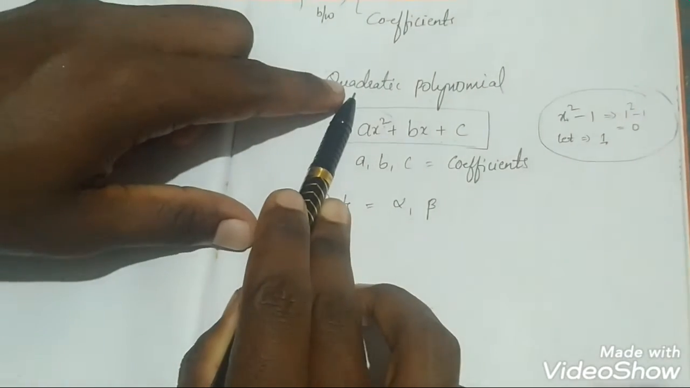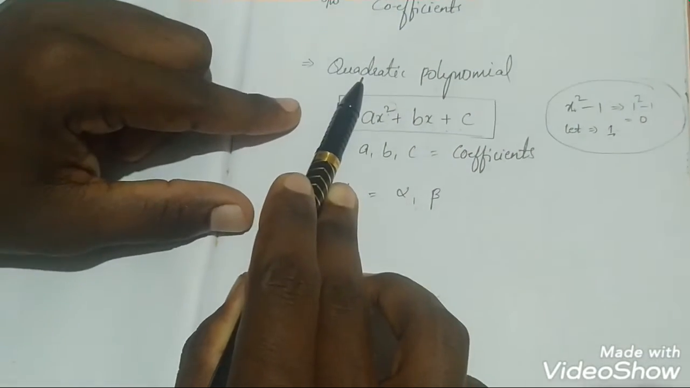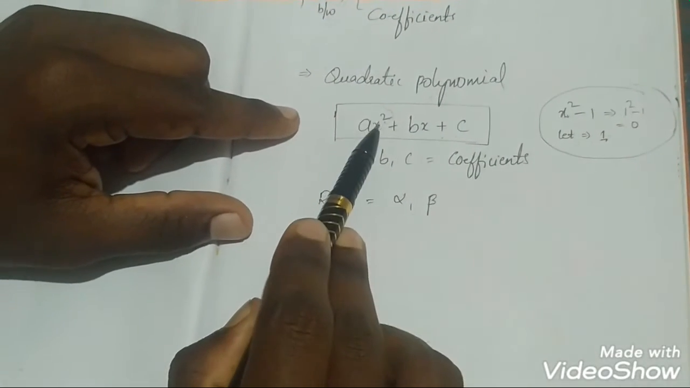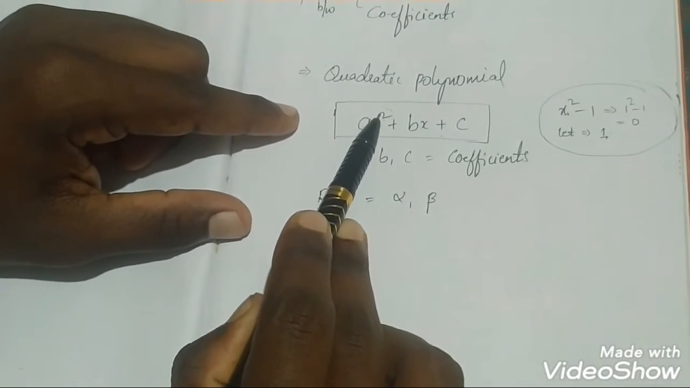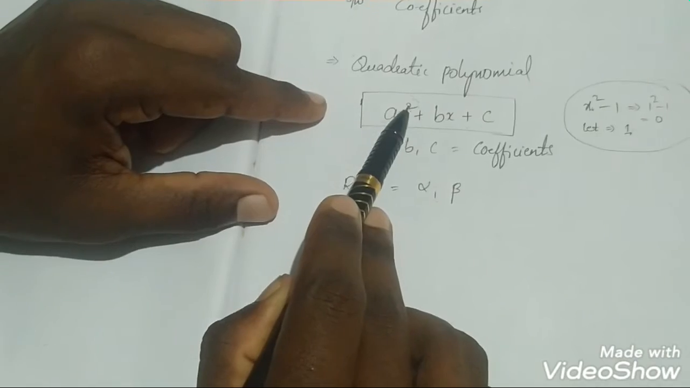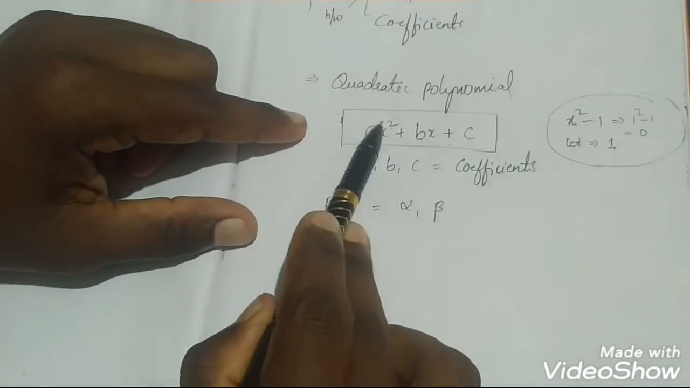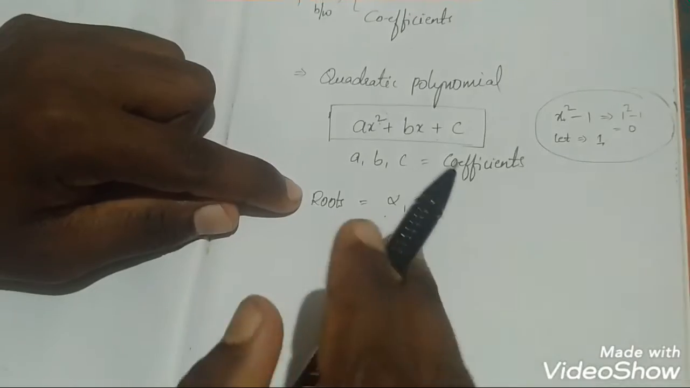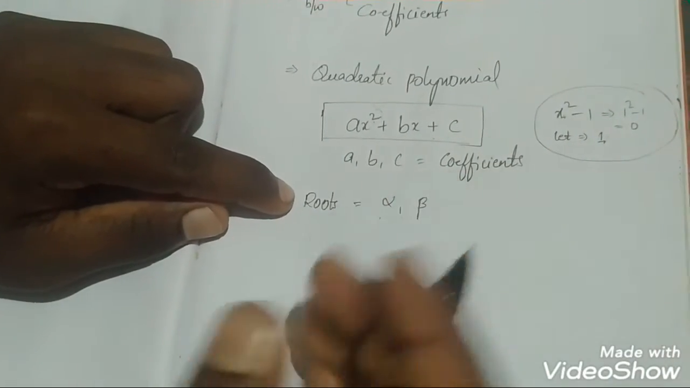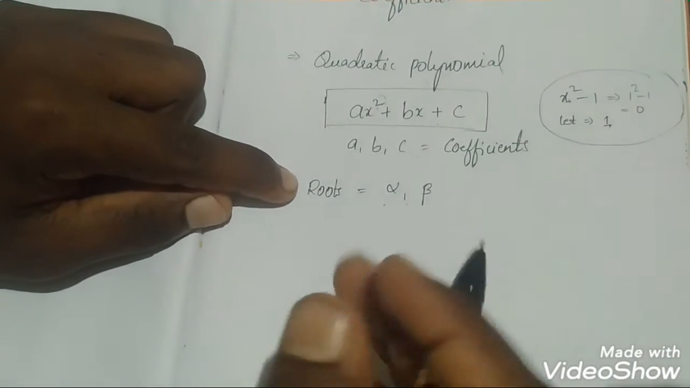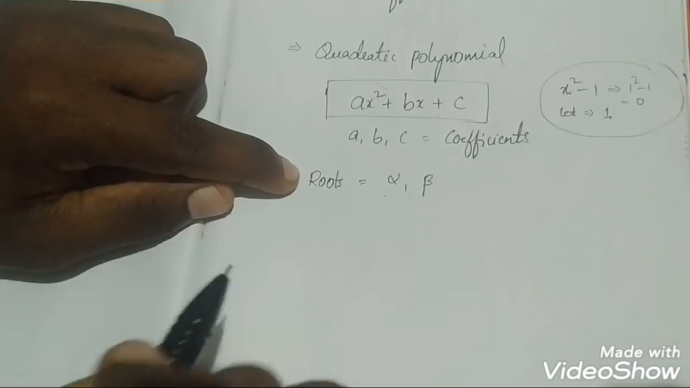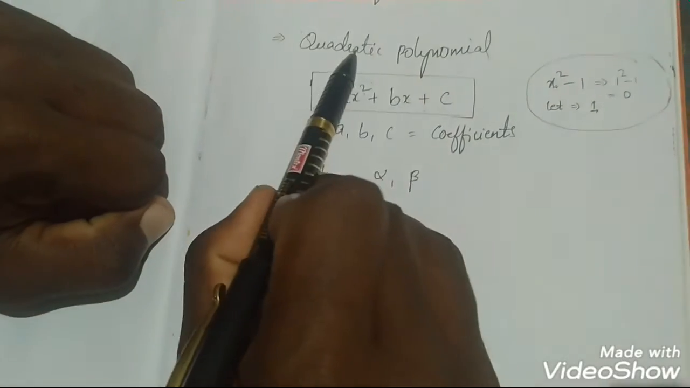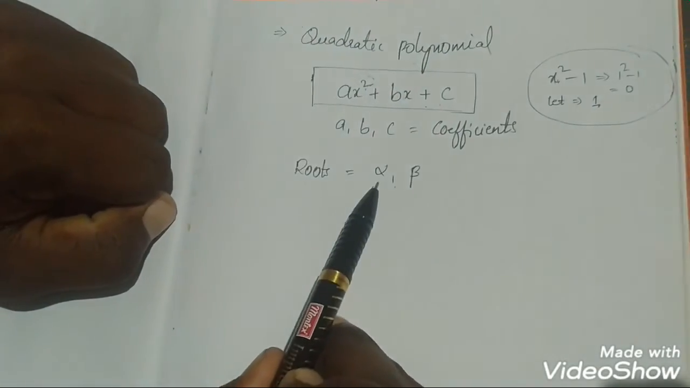It is a quadratic polynomial, which means the degree is 2. That means the highest degree must be 2, and therefore the roots are also 2. Let us take a linear polynomial: x minus a. The degree is 1, so for a linear polynomial we have 1 root. For a quadratic polynomial, we have 2 roots.